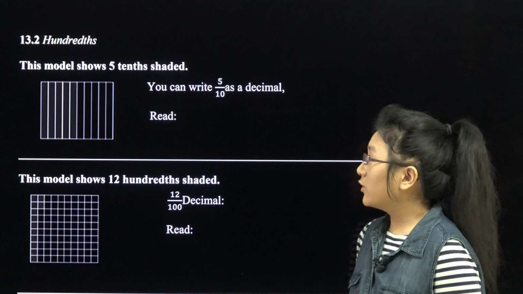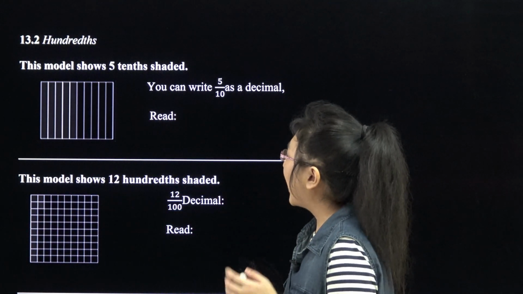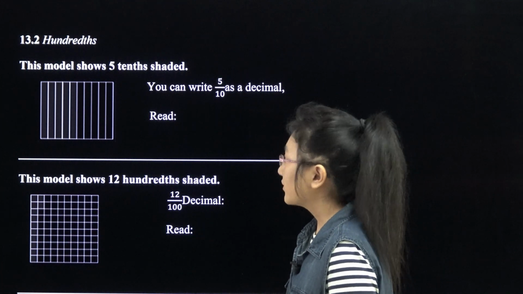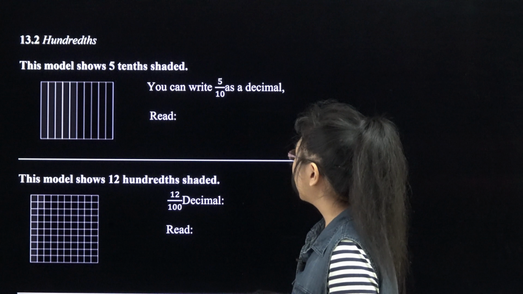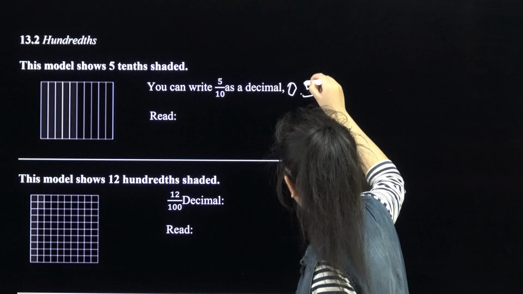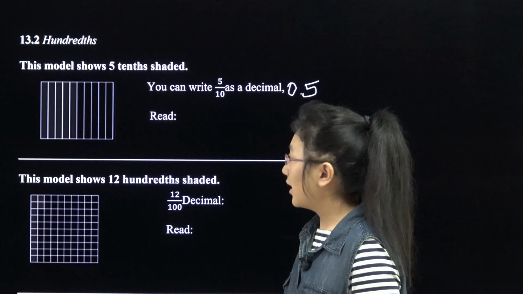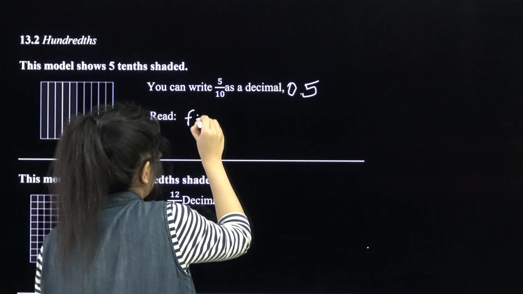Now, in section 2, we're going to add in hundredths. This model shows 5/10 shaded. But first, we're going to go over tenths. You can write 5/10 as a decimal. 0.5 with only one decimal place. And you read it as, well, 5/10.